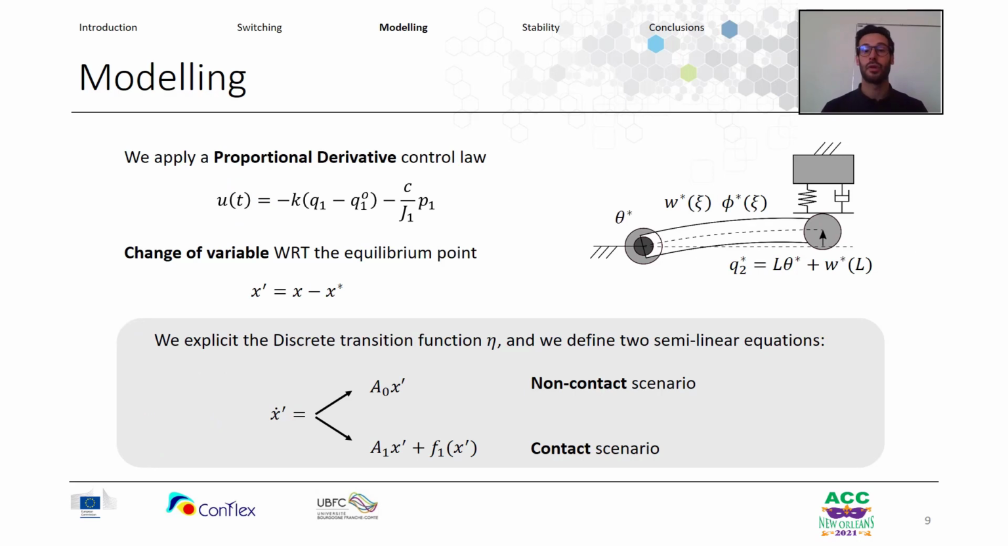Then we apply a proportional derivative control, where we assume that the parameter Q1 naught is positive, such as to have our equilibrium position in contact, and we make a change of variable with respect to the equilibrium point. Then we make explicit the discrete transition function eta such as to define two different semilinear equations: one linear equation corresponding to a non-contact scenario, and one semilinear equation corresponding to the contact scenario.